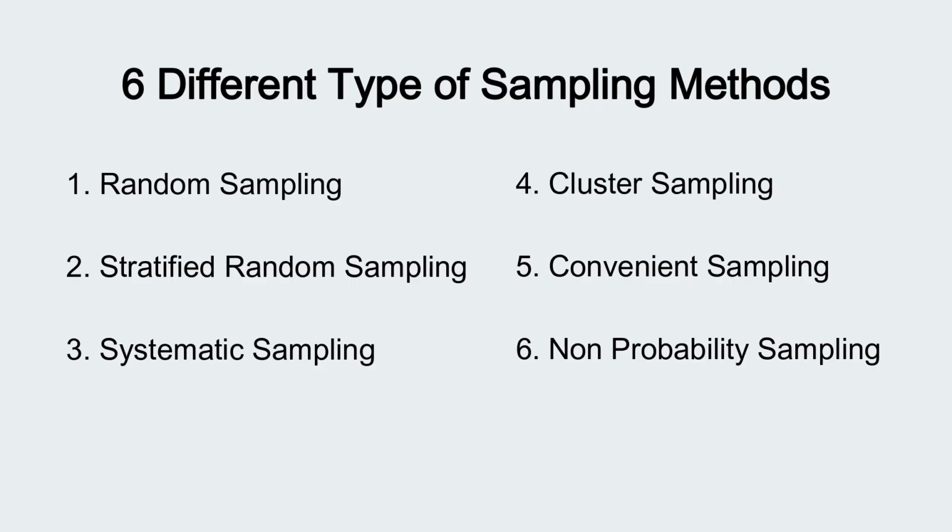So, those are the 6 different types of sampling methods that you, as a psych student, should know about.